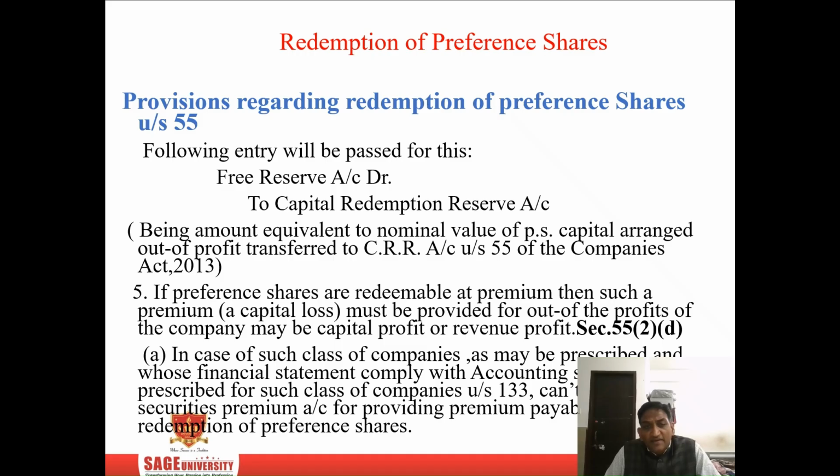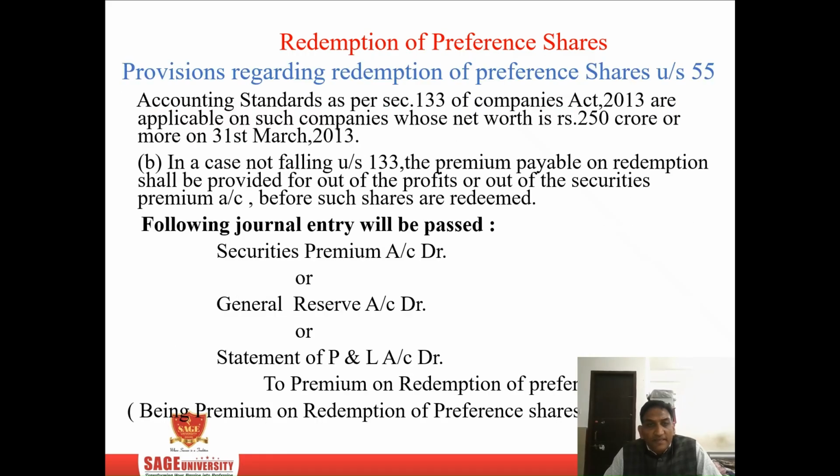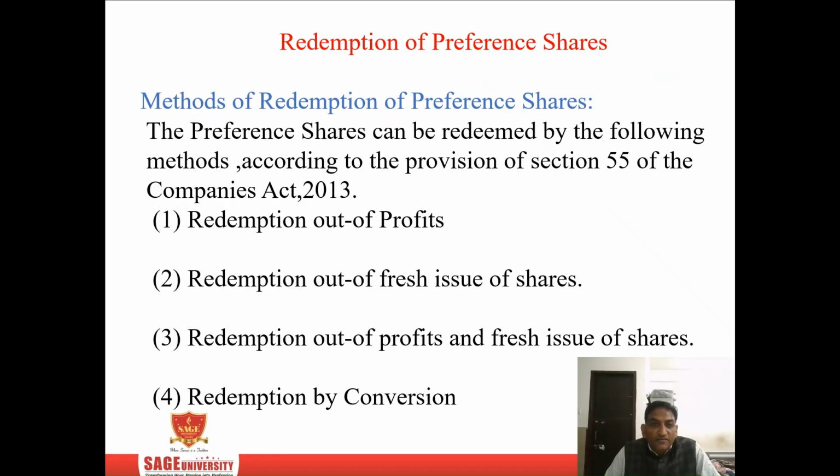If preference shares are redeemed at a premium, then such a premium must be provided for out of the profits of the company, may be capital or revenue profit. Then entries for premium arrangement: securities premium account debit, free reserve account debit, to premium on redemption of preference share account.